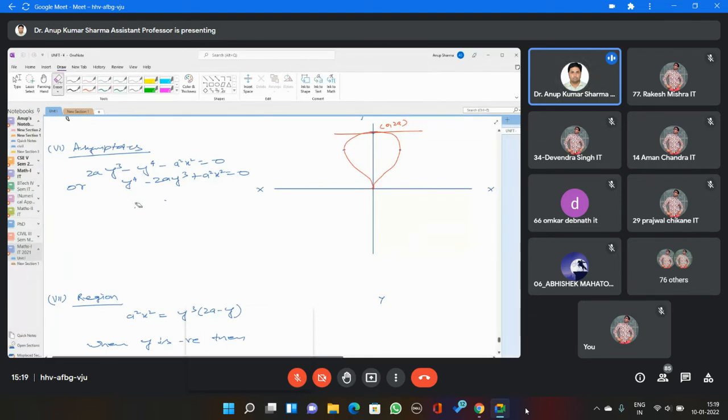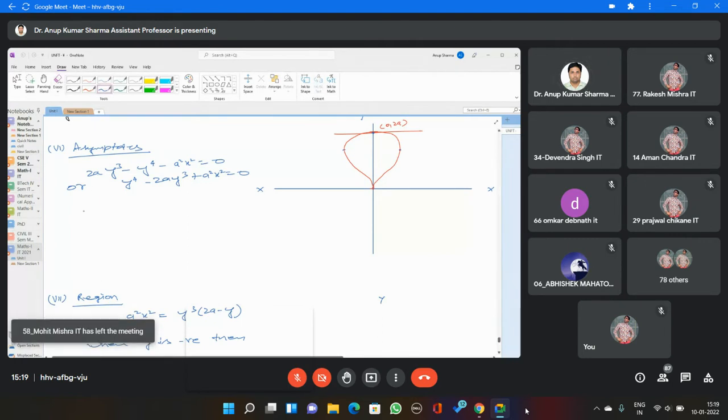Okay, so the highest degree term is y to the power 4 and its coefficient is 1. So we will not get asymptotes parallel to the y-axis, and there is no term of variable x containing the highest degree. So there are no asymptotes parallel to the x-axis. One thing is clear from here. Yes, sir.